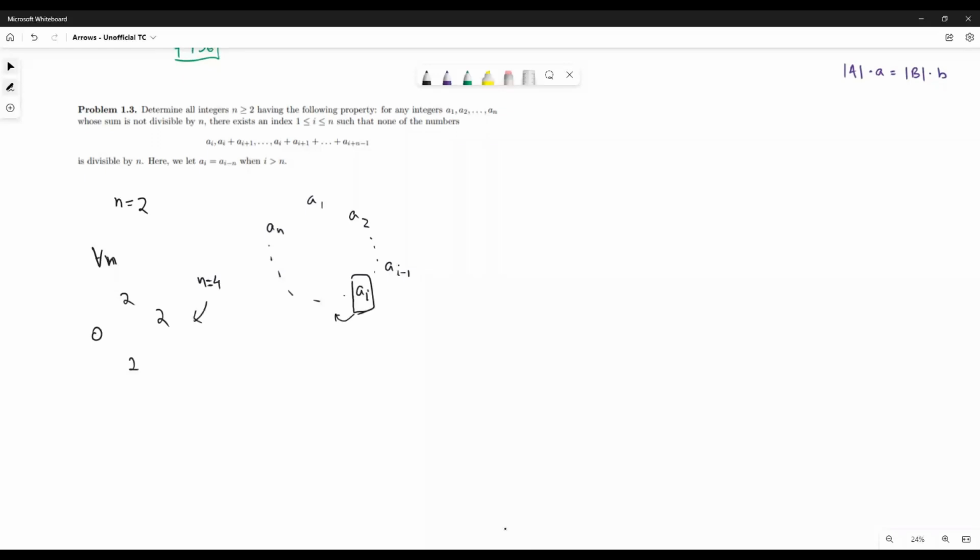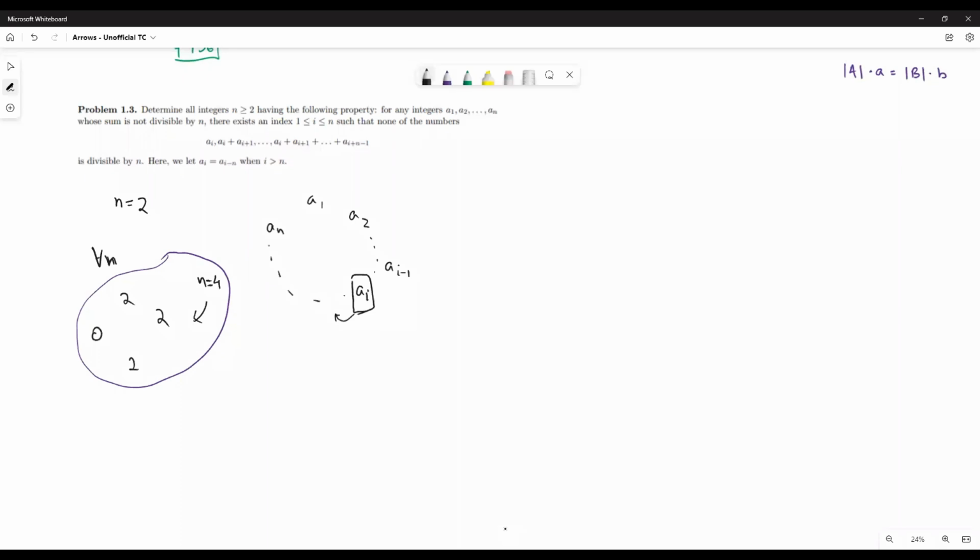Can I just try to give a formal proof? Sure. An idea which I have: say there exists some such a_i in a circle. So consider those indexes modulo n. We start from a_i, then we map to a_i plus a_{i+1} modulo n.